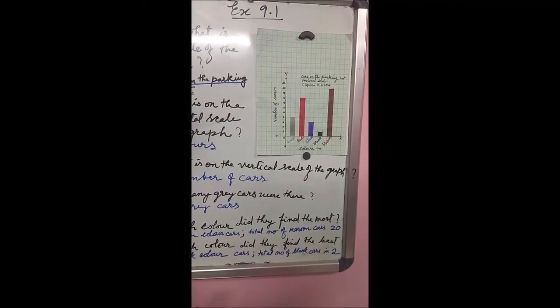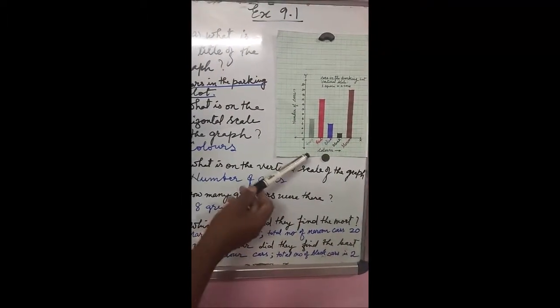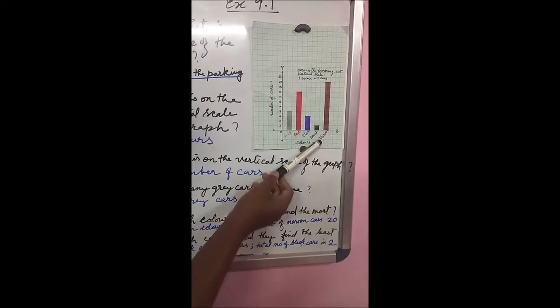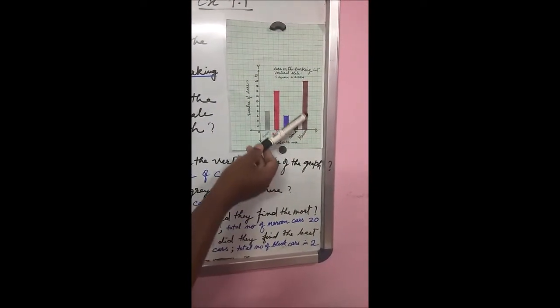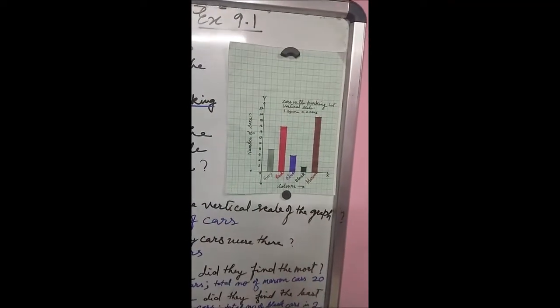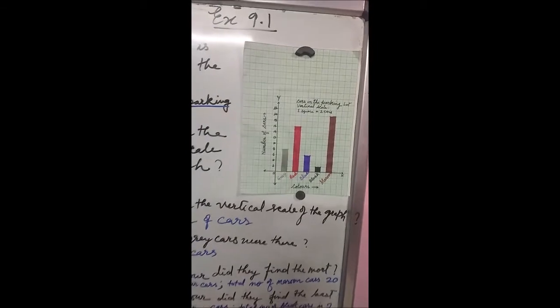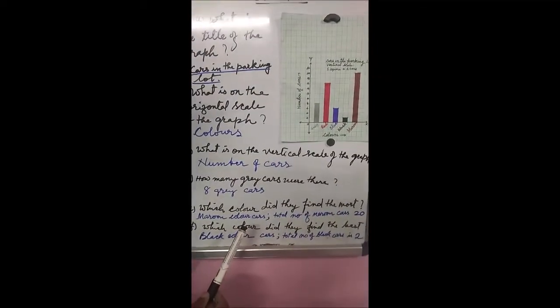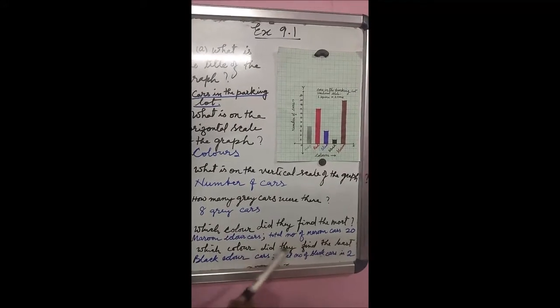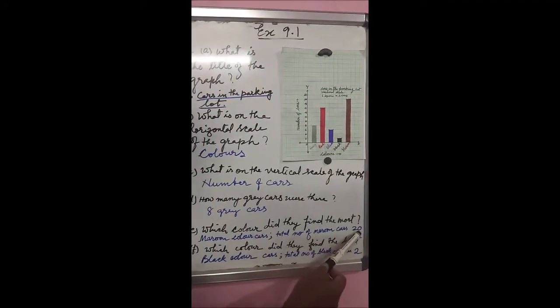Name them. So you can see the maroon color in the graph. The maroon color is shooting up and it is rising up to 20, which means maroon color cars were the most colors found here according to the bar graph, and the total number of maroon color cars are 20.